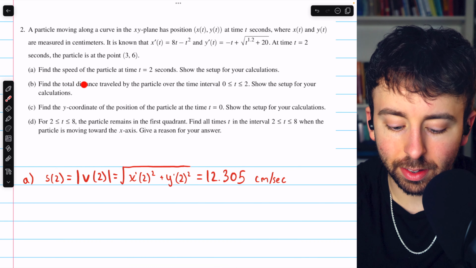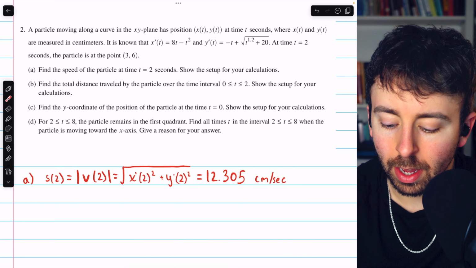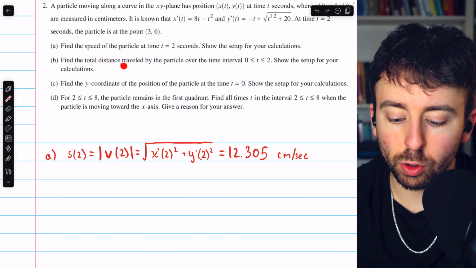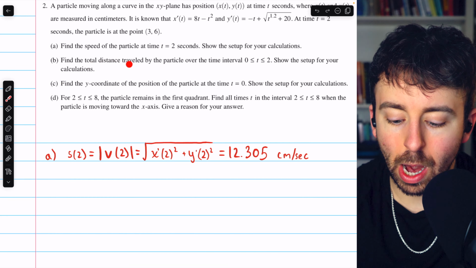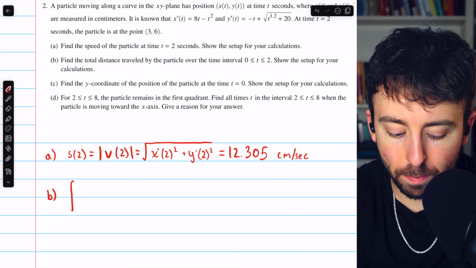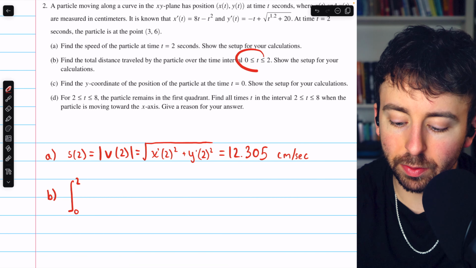Find the total distance traveled by the particle over the time interval from 0 to 2, and show the setup for your calculations. To find the total distance traveled, we don't want to integrate velocity because that would give us displacement. Instead, we want to integrate the speed. So for part B, we will be integrating over that relevant interval from 0 to 2. And what we're integrating is the speed. If we accumulate the speed at all the moments during this interval, we will get the total distance traveled.